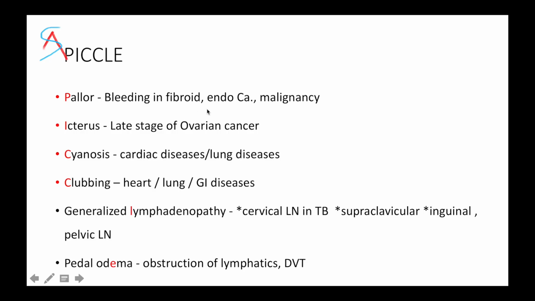Pallor could be there in bleeding or fibroid disorders. Icterus could be there in late stage of ovarian carcinoma when ovarian carcinoma has metastasized to the liver. Cyanosis could be there in cardiac or liver disease. Clubbing, generalized lymphadenopathy. You have to look for cervical lymph nodes, especially if there is tuberculosis in the patient, or supraclavicular lymph node, especially the left supraclavicular lymph node, which is also known as Virchow's lymph node. It could be enlarged in ovarian or GI malignancy. Then you have to look for inguinal or pelvic lymph node for staging purposes. If the cancer has metastasized, then it can result in obstruction of lymphatics and it can cause DVT also.